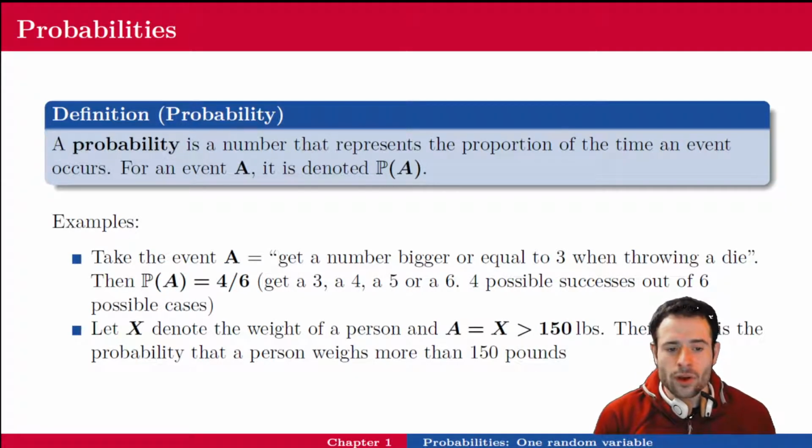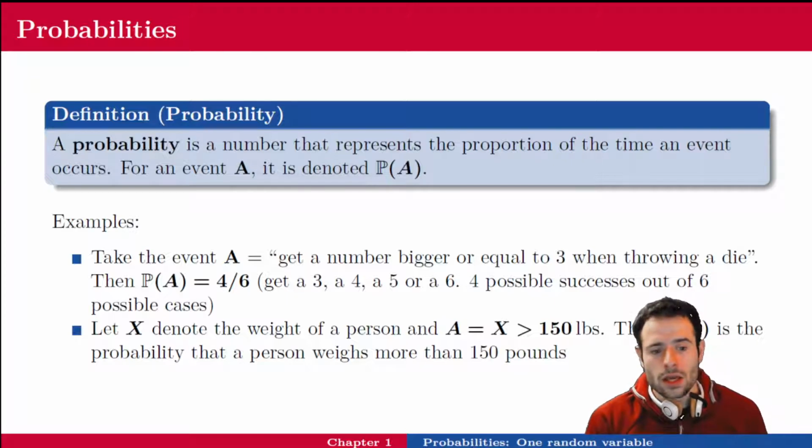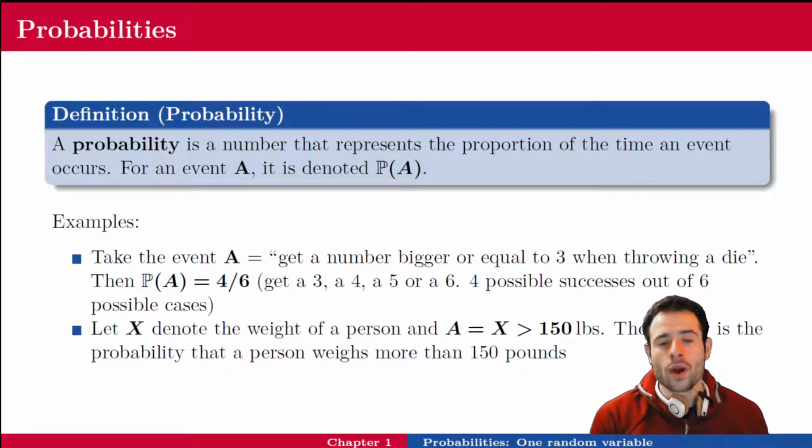Now let's take another random variable, which is continuous, because here x denotes the weight of a person. An event could be that the weight of the person is bigger than 150 pounds. Then in this case, P of A is the probability that a person weighs more than 150 pounds, strictly more.